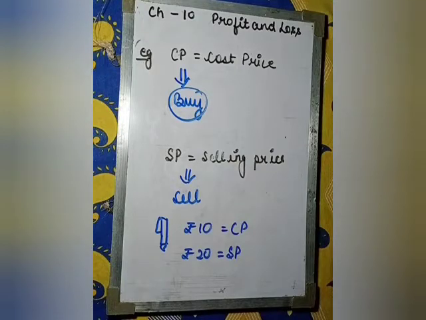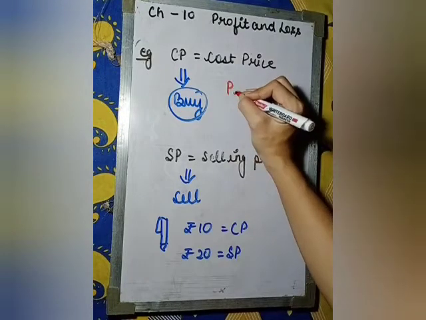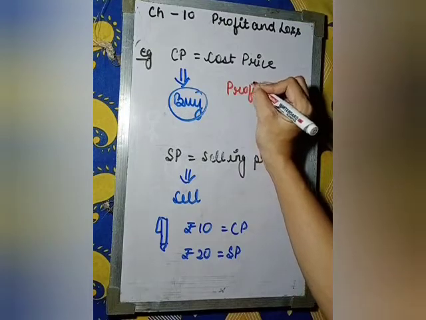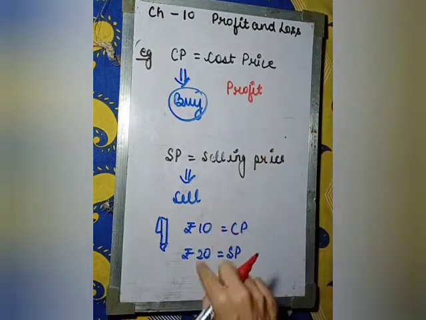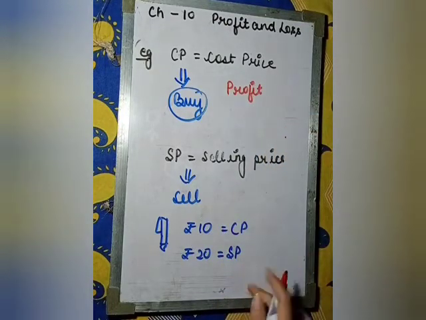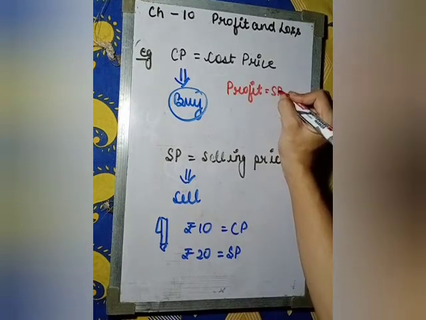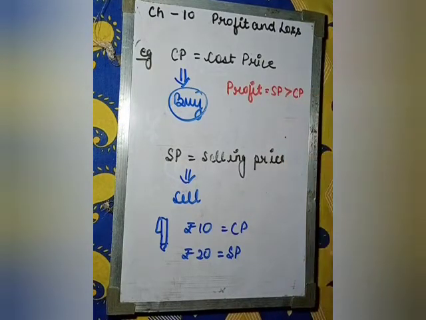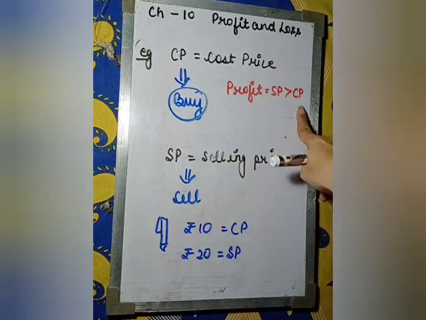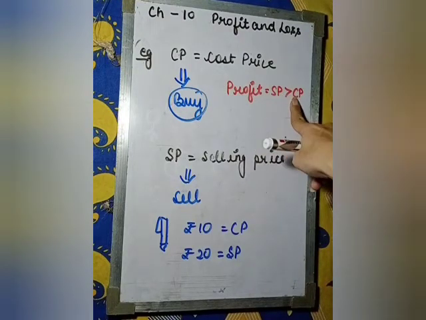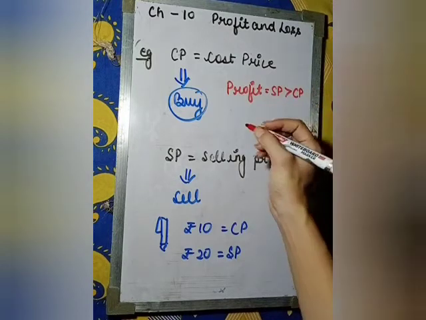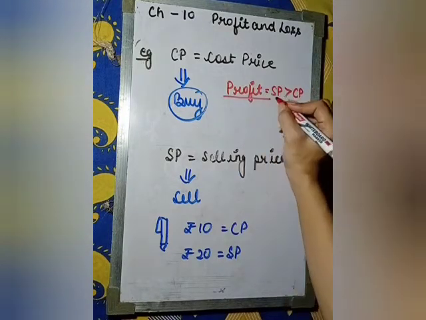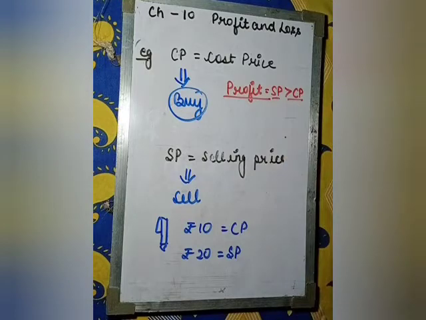Now, if you see, whenever you have profit कब होगा? जब आपका सेलिंग प्राइस आपने ज़्यादा का बेचा होगा. That means in profit, SP is always greater than CP. जितने का खरीदा है उससे ज़्यादा का बेचेंगे तभी प्रॉफिट होगा. It is understood? Yes. So, प्रॉफिट में हमेशा SP ज़्यादा होता है, CP कम.